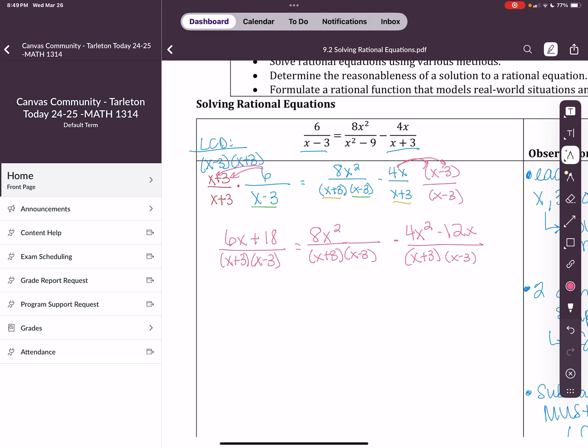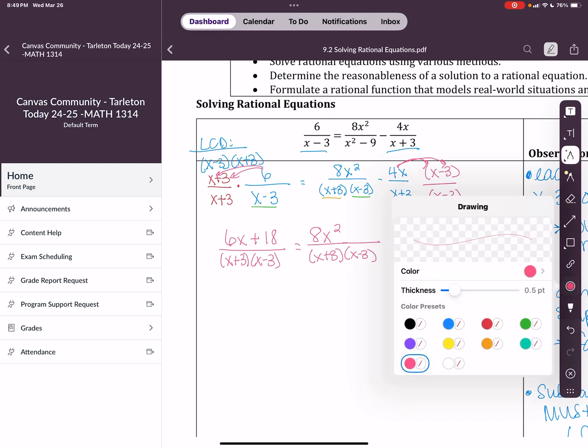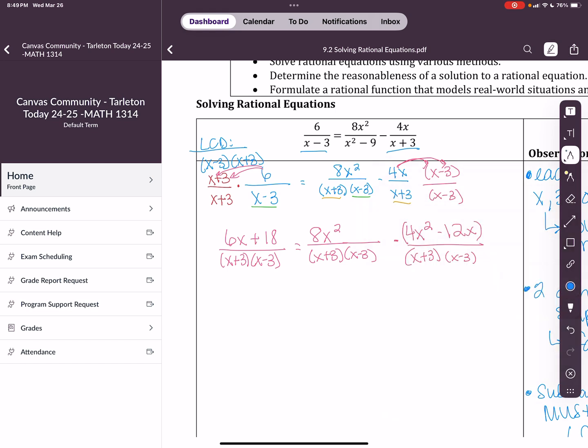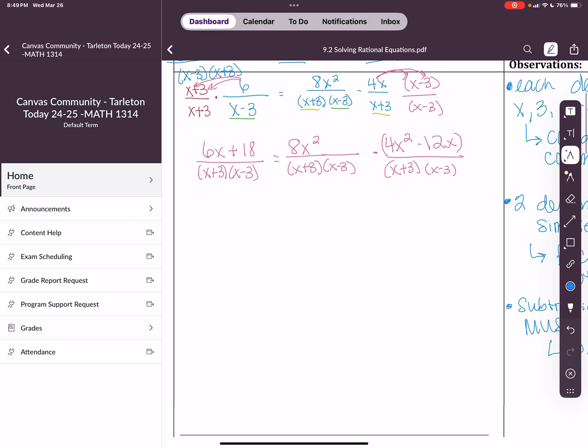Now, as I told them in class, I'm going to put parentheses around these right here. The reason is that this is going to be like 8x squared minus 4x squared, and then 0x minus negative 12x. So I want you to remember you're still subtracting both terms on the top. It's not just the 4x squared that's negative. You still have to subtract both. Okay, so now this is where it kind of gets cleaner, if you will, or I don't know, better.